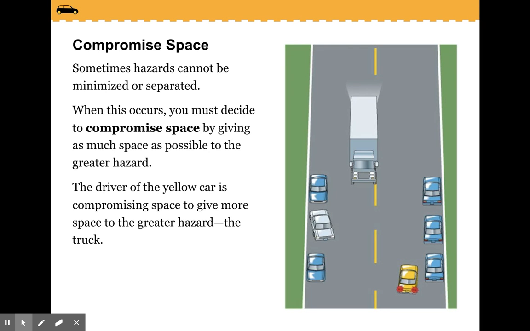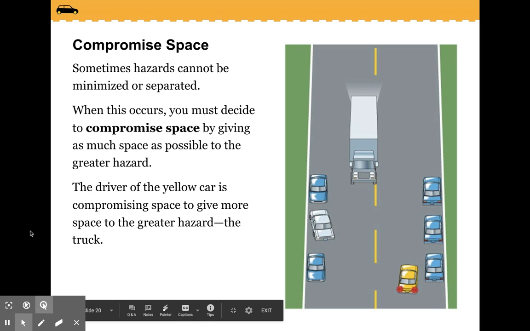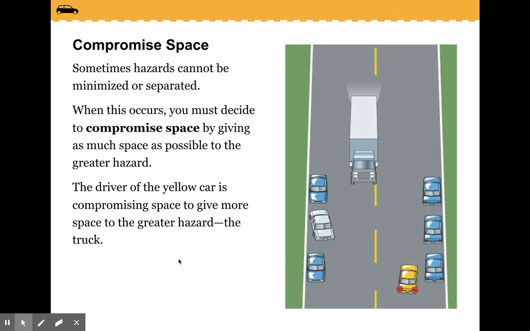Sometimes hazards cannot be minimized or separated. When this occurs, you must decide to compromise space by giving as much space as possible to the greater hazard. The driver of the yellow car is compromising space to give space to the greater hazard, which is the truck.